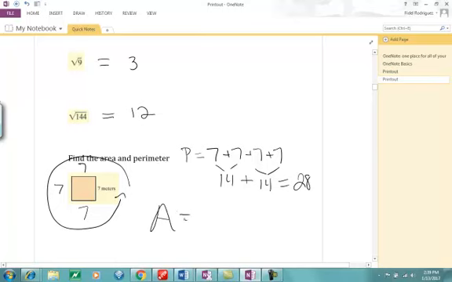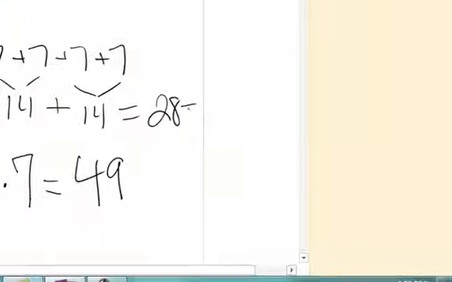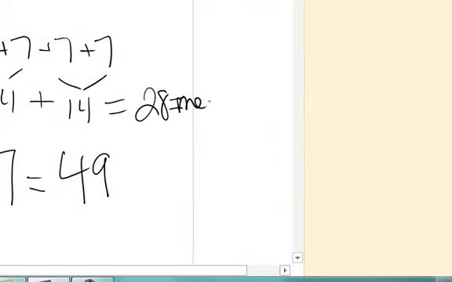To find the area, I'm going to take the length, which is 7, times the width, which is also 7. 7 times 7 is 49. Now, when we talk about the units, anytime we're dealing with perimeter, the units are going to be in meters. Anytime we're talking about area, my units are going to be in meters squared.